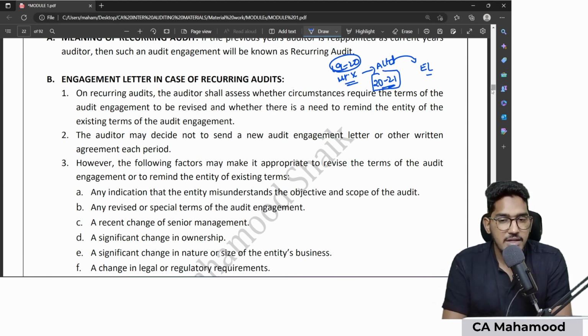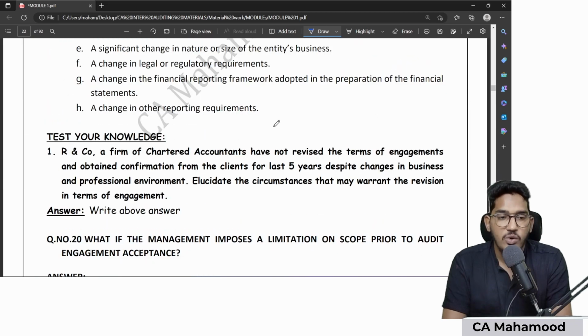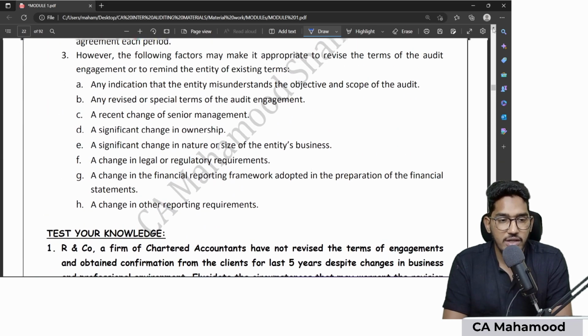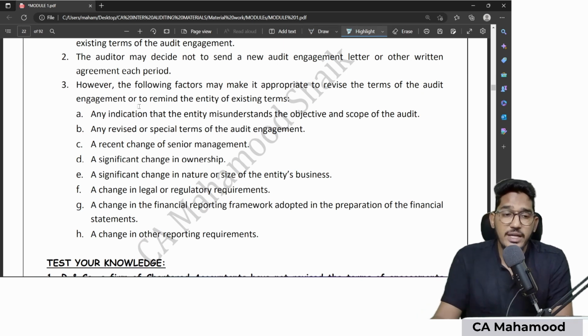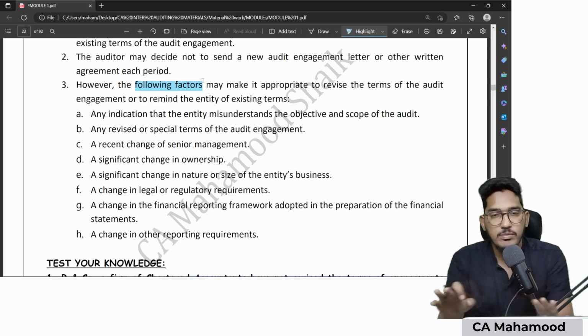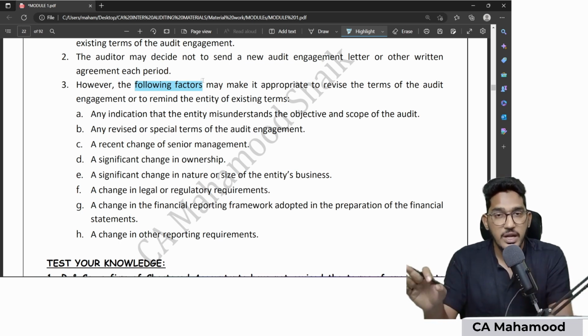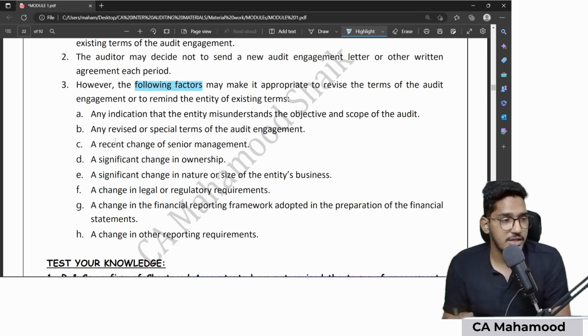However, the standard is giving us some circumstances where, even though it is a recurring audit, it might be advisable to send an engagement letter year after year. In normal circumstances, you need not do it. But if you come across any of these following circumstances, then even though it is a recurring audit, you need to give the engagement letter year after year.